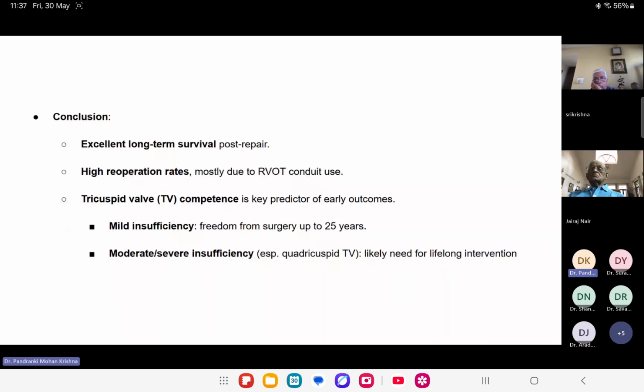So the conclusion is excellent long-term survival post-surgical repair and high reoperation rates. Everyone knows it's due to RVOT conduit use and truncal valve. Truncal valve competence is the key predictor of early outcomes. Mild insufficiency means freedom from surgery up to 25 years, and moderate to severe means lifelong intervention is needed in terms of repairs, re-repairs, and then replacements.